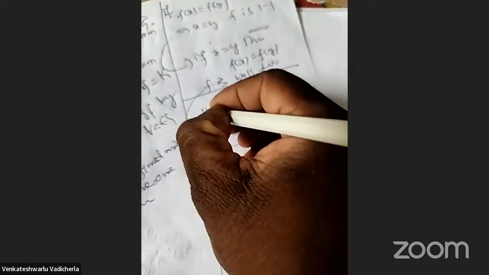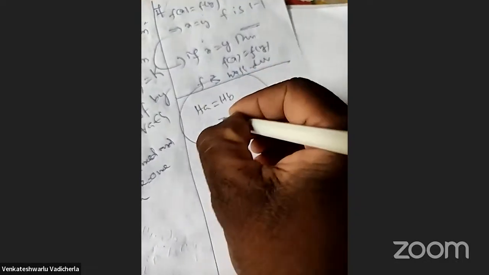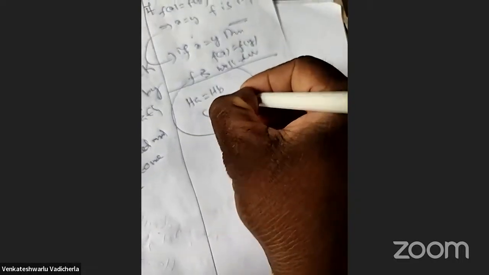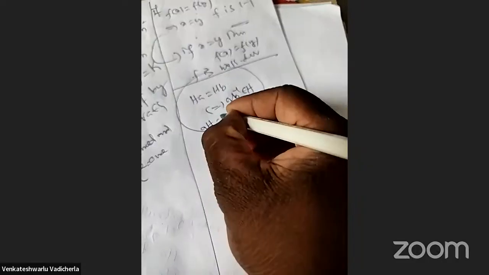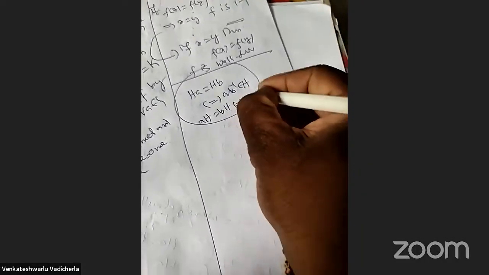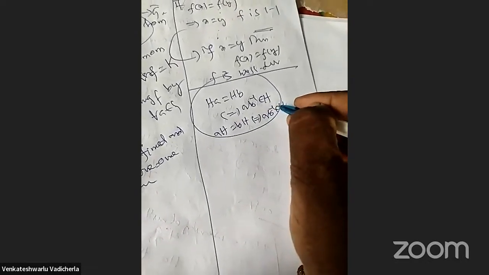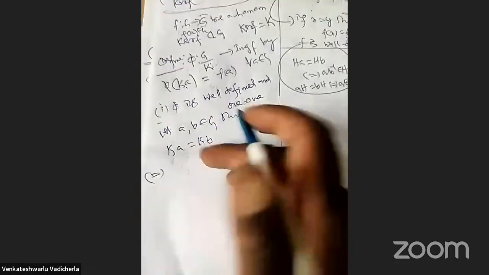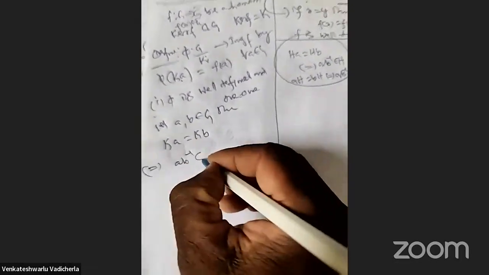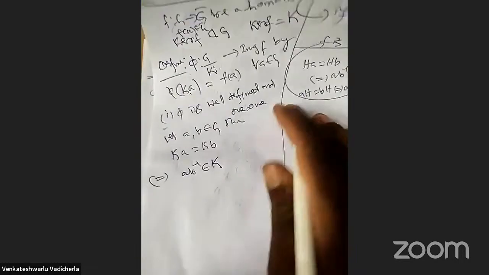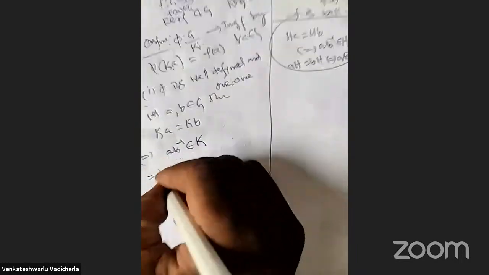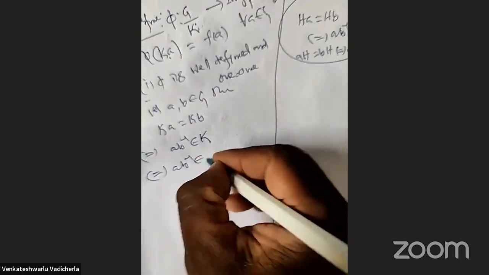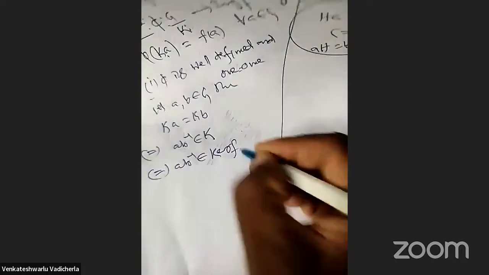Then there is one property from the previous class. Two right cosets ha is equal to hb if and only if ab inverse belongs to h. Not only for left cosets, for right cosets also, ah is equal to bh if and only if ab inverse belongs to h. What is the property? ha is equal to hb then ab inverse belongs to h. Two right cosets are equal if and only if ab inverse belongs to k. What does k mean? Let me write it once again. Here k is equal to kernel f.